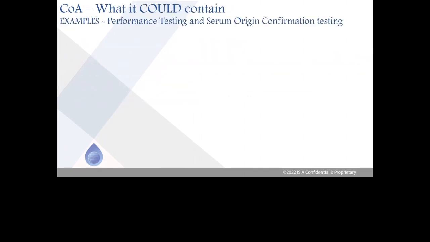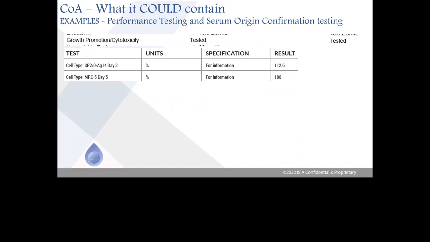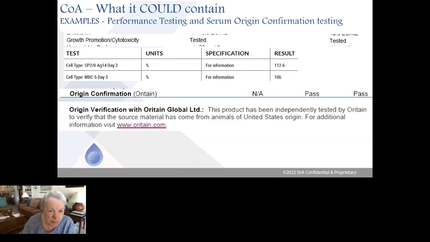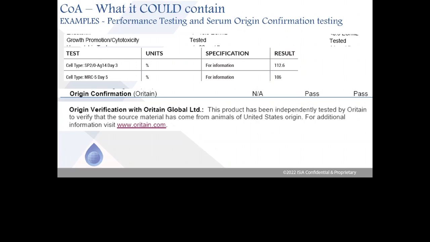So let's take a look at some examples of performance testing and serum origin confirmation testing. In the below examples, performance testing can be presented as simply growth promotion with a tested statement, or it can be presented as cell lines and a % viability. Origin is confirmed by the company Oratane. In our example, the company chose to have the origin confirmed and reported it in 2 locations on their C of A. In addition, it can also be accompanied by the Oratane seal.